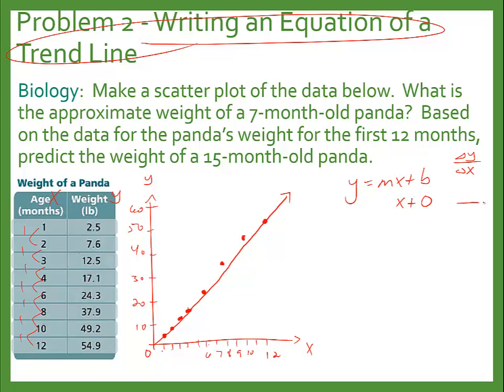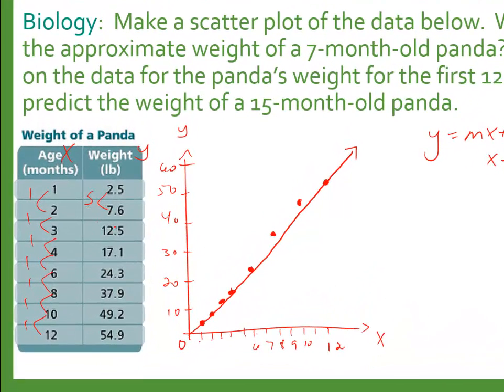So we know that the change in x is 1. Now the change in y: 2.5 to 7.6 is about 5. 7.6 to 12.5 is about 5. 12.5 to 17.1 is about 4.6, but let's round it up to 5. 17 to 24 is a little bit different. There's a difference of about 7. 6 to 8 is a difference of about 13.